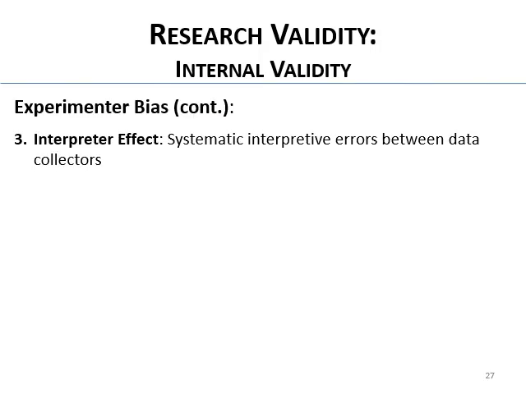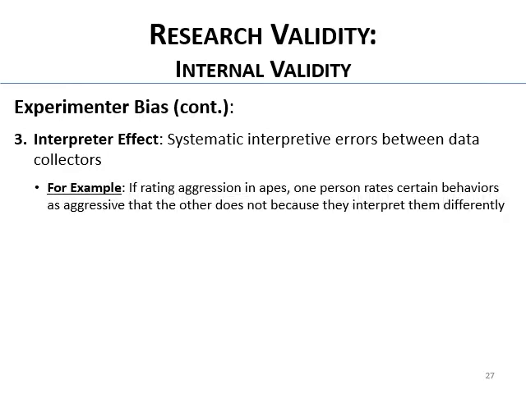So continuing, there's the interpreter effect, and this is similar to differences in data recording because this is systematic interpretive errors between data collectors. So for example, in a master's thesis I helped a lady with, she had two people who were rating aggression in apes. And one of the people maybe tended to rate certain behaviors, just sort of pushing or whatever, as aggressive, whereas the other said, that's not really aggressiveness. And so they would interpret that differently and not record them as aggressive acts.